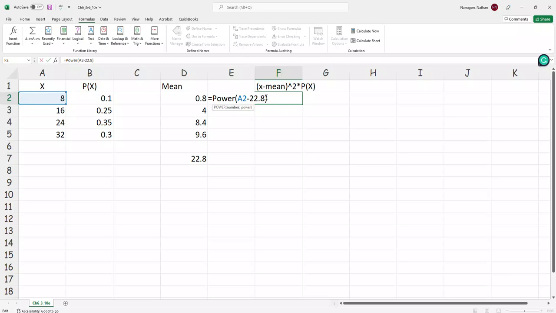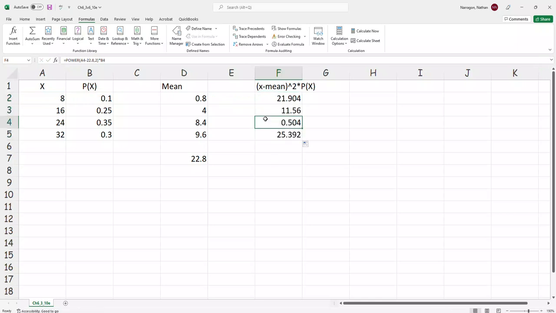But for power, after you put in the base, make sure you put a comma and the power itself. We're raising it to the second power. And then you would close parentheses to create the formula. But we still have to multiply by our probability. So, once we've got the formula in, hit enter. And then again, we're going to drag down, and we're going to basically add them all together.